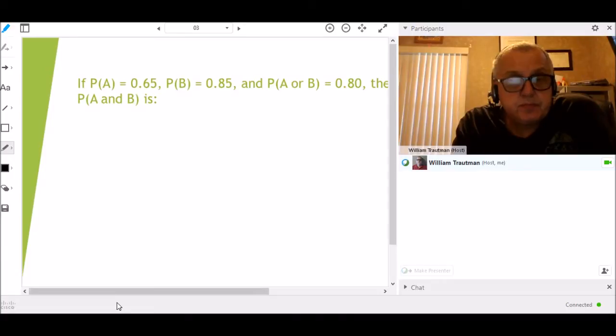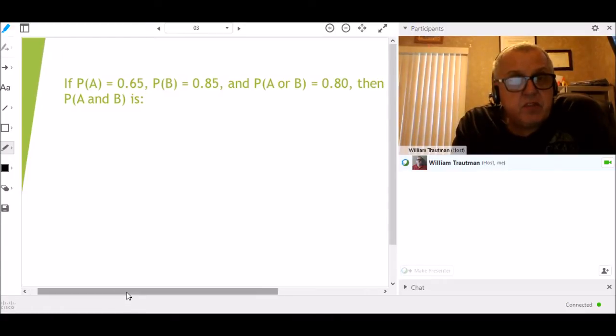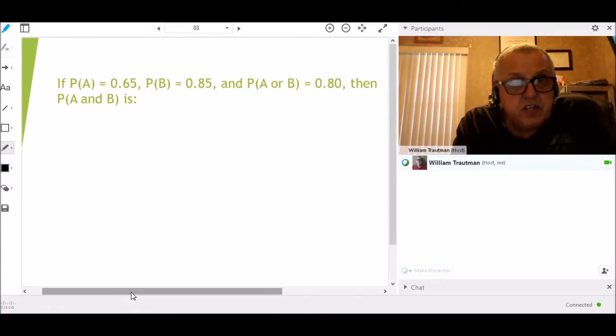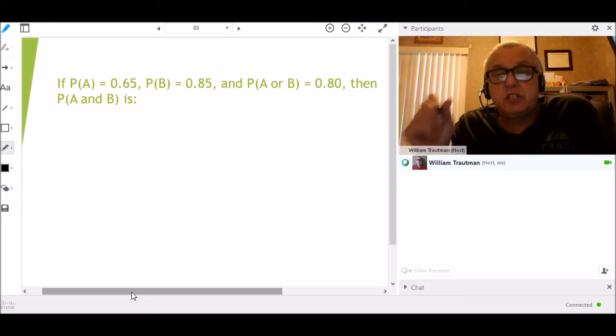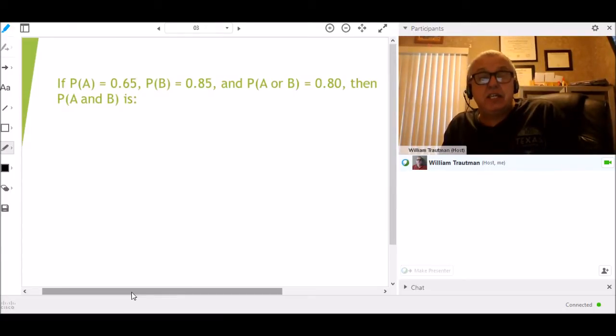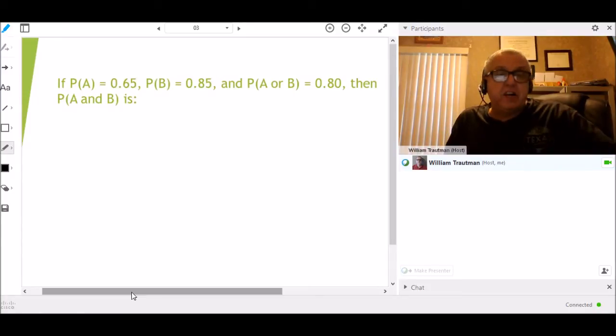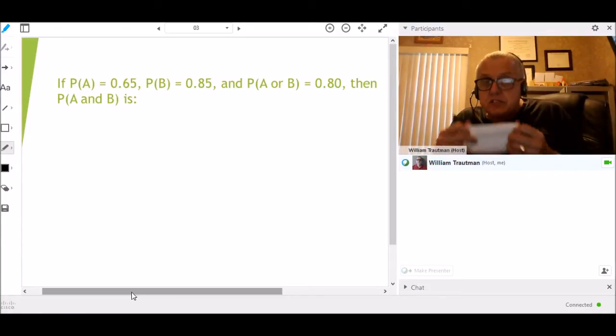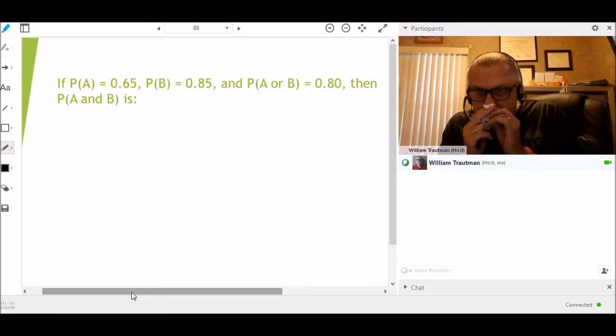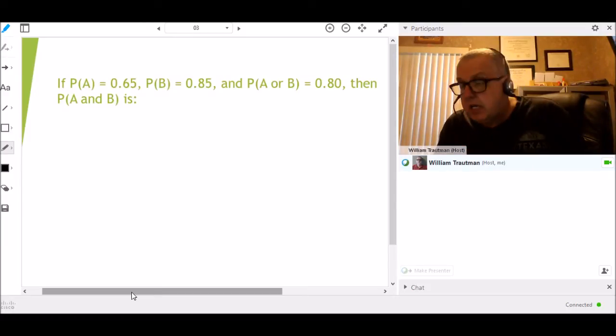Problem 3. If the probability of A is 0.65, the probability of B is 0.85, and the probability of A or B equals 0.80, then find the probability of A and B. So obviously A and B are not mutually exclusive because we're trying to find A and B, which is something that's in common with both.